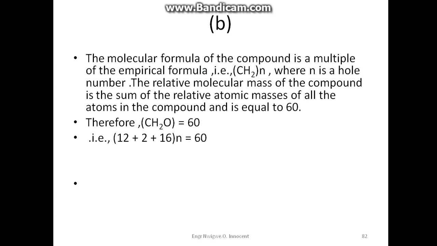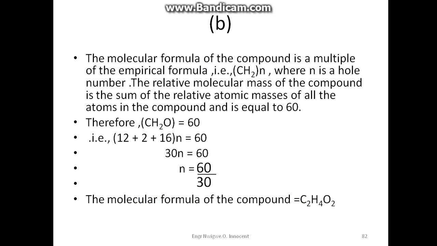Therefore, getting the relative atomic mass of each of the atoms in the compound, which is 12 for carbon, 1 for hydrogen times 2 atoms of hydrogen, plus 16 relative atomic mass of oxygen, times n, which is equal to 60. Then if you add up these numbers, we have 30n, which is equal to 60. Then, if you cross multiply, we now have that 60 over 30 is equal to 2.